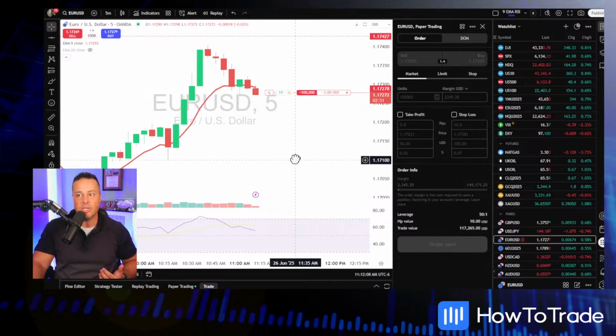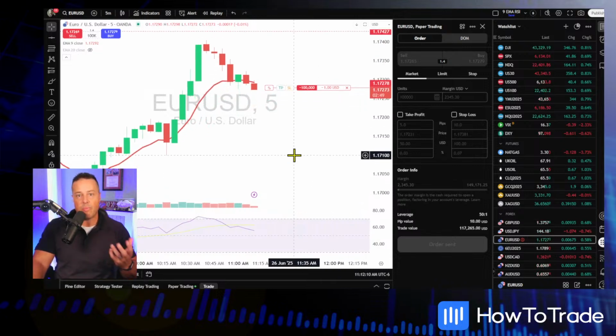Now, the real question is this. Where do we put our profit target? Every good trade has 3 parts. You've got an entry point, a stop loss, and a profit target. If you don't have that, you don't have a trade.